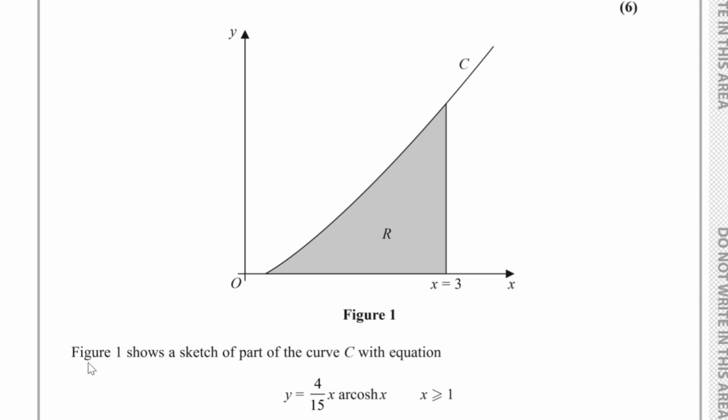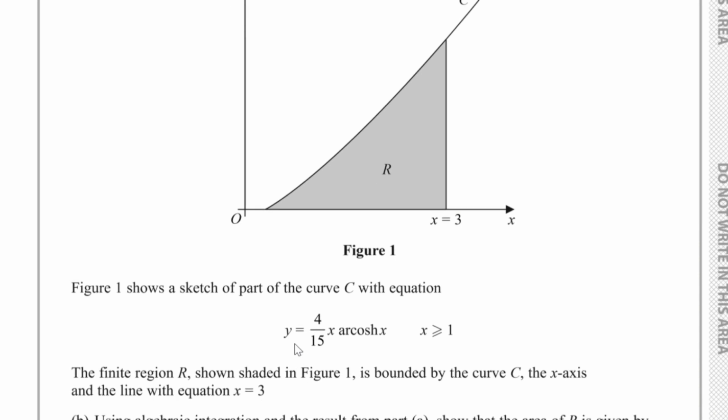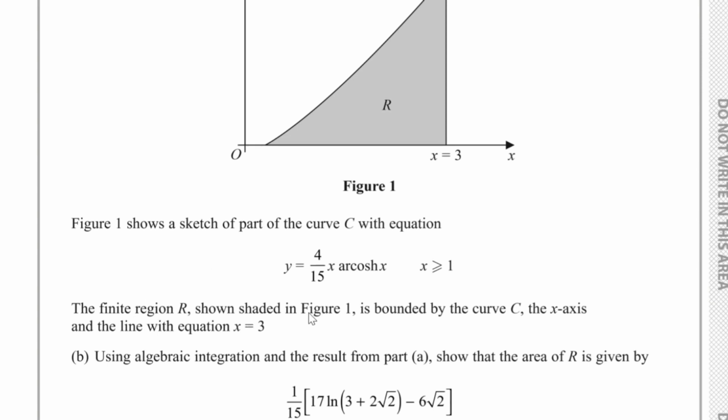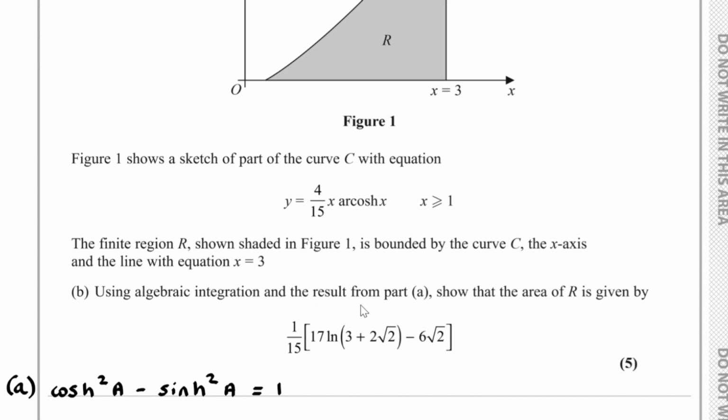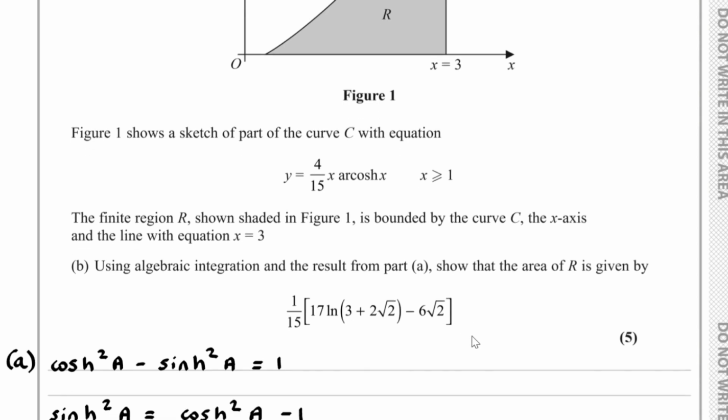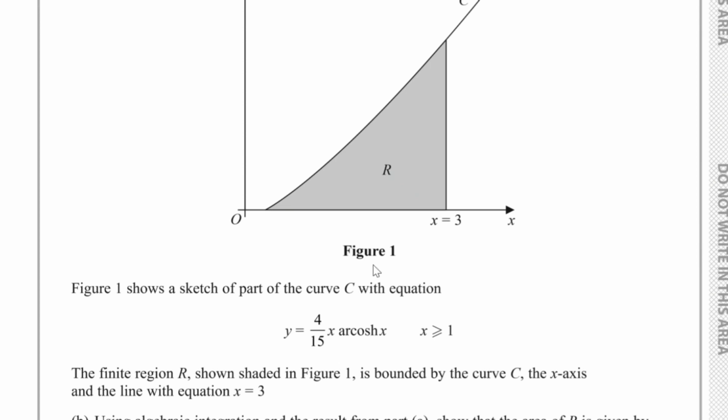Now for part B, figure 1 shows a sketch of part of the curve C with equation y equals 4/15 x times by the inverse hyperbolic cosine of x, where x is greater or equal to 1. That's what we see here. The finite region R, shown shaded in figure 1, is bounded by the curve C, the x-axis, and the line with equation x equals 3. We have to use algebraic integration and the result from part A to show that the exact area of R is given by 1/15 times by 17 lots of the natural log of 3 plus 2 root 2 minus 6 root 2. Well, the area of R, we can integrate between 1 and 3, this curve here.